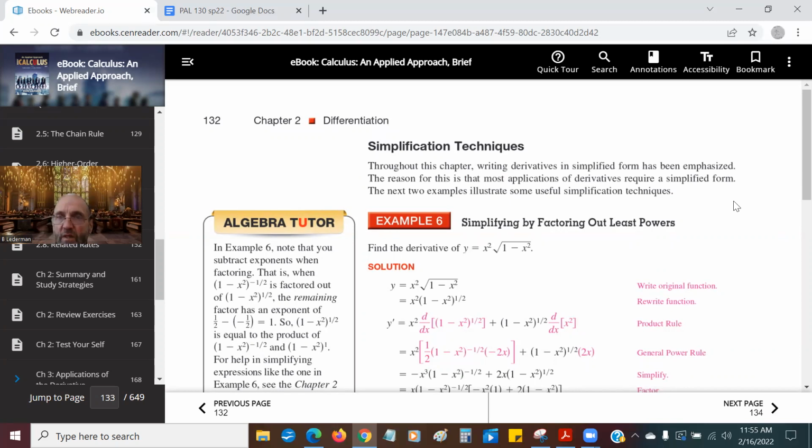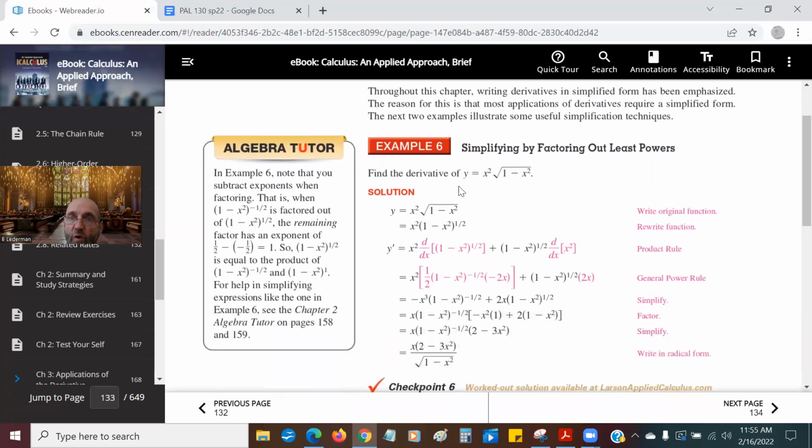Okay. Simplifying by factoring out these powers is a nice little technique. So we have y equal to x squared times the square root of 1 minus x squared. So we want to look at this. y is going to be equal to x squared times 1 minus x squared to the 1/2 power, because in calculus it's always easier if you use exponent form instead of radical form. And then I can do the power rule.